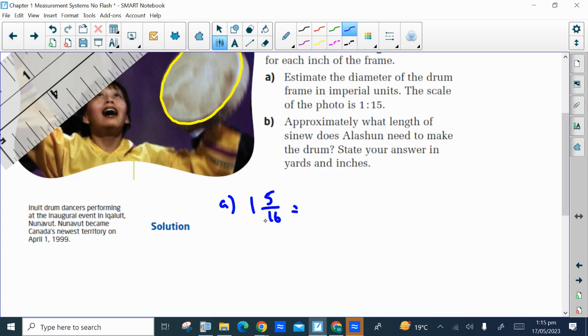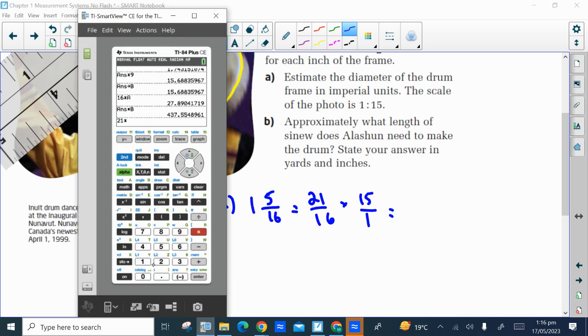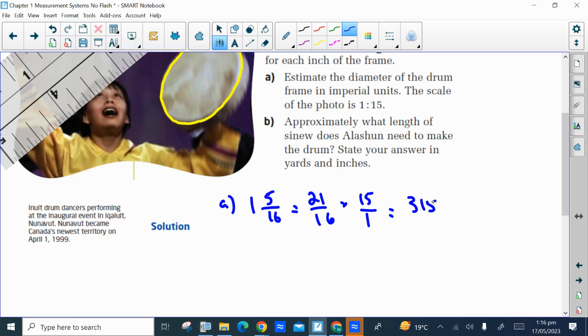Which, if we write that as an improper fraction, 16 times 1 is 16, plus 5 is 21 over 16 inches. We're told that the scale is 1 to 15, so we'll multiply by 15 over 1. In this case, we can't simplify because 16 and 15 are not divisible by the same number, so we multiply. 21 times 15 on the top is 315 over 16 of an inch.